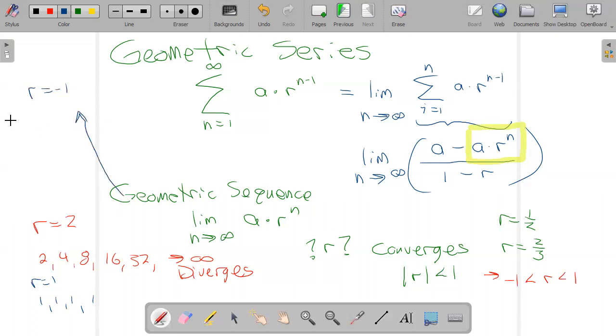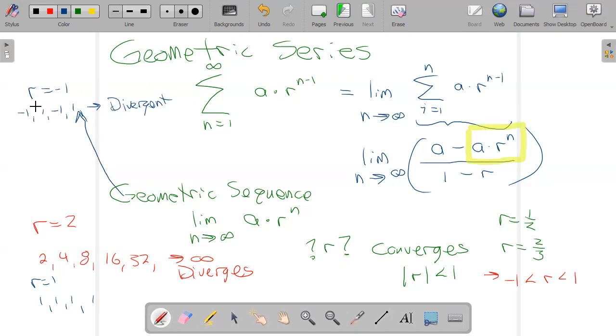As a sequence. Well, -1 to the 1 is -1. -1 squared is 1. -1 cubed is -1. -1 to the fourth is 1. What's this sequence doing? It's oscillating. It's not going to a fixed number. Therefore, it diverges. If we add stuff up, adding up ones, well, that grows forever.